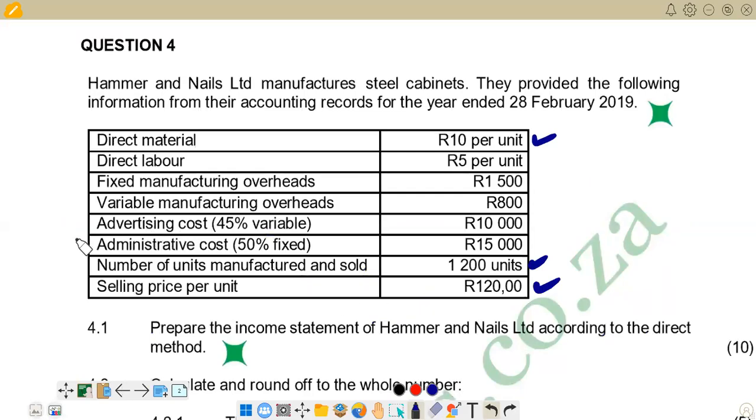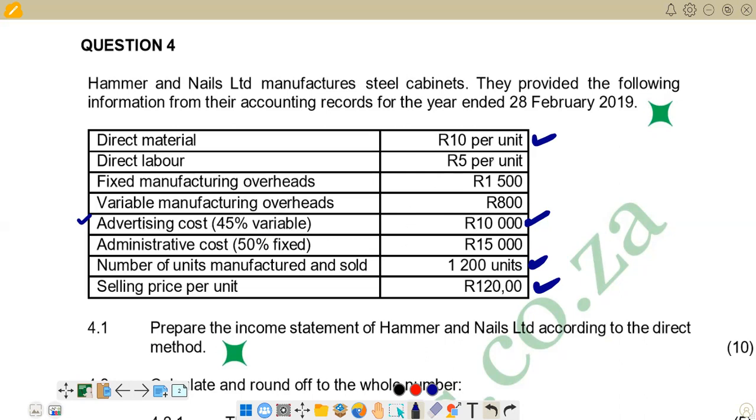You'd see that we also have advertising that is here, which is 45% variable. And the advertising cost, the total that we have is 10,000 here. That is the total for advertising cost. But 45% of that one is variable, which is 45% of 10,000. And remember, we are going to put it as one.